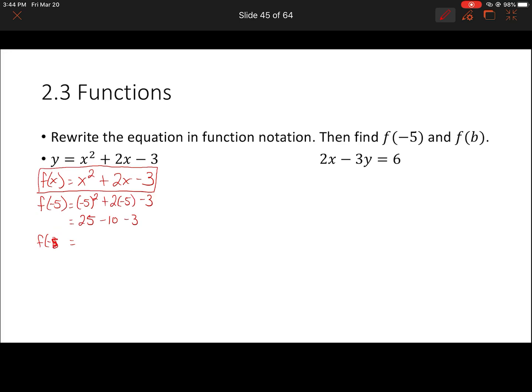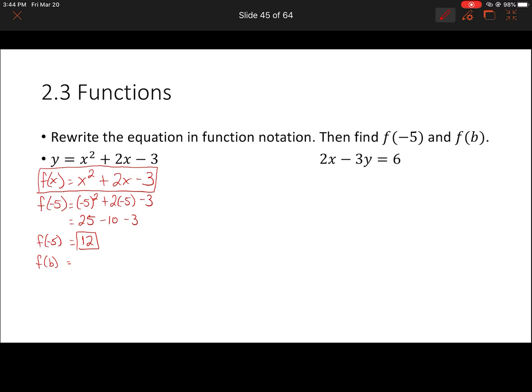And you can punch all that in the calculator if you need to. So you can punch all that in the calculator. And 25 minus 10 is going to be 15. 15 minus 3 is going to be 12. And so there's the second part.